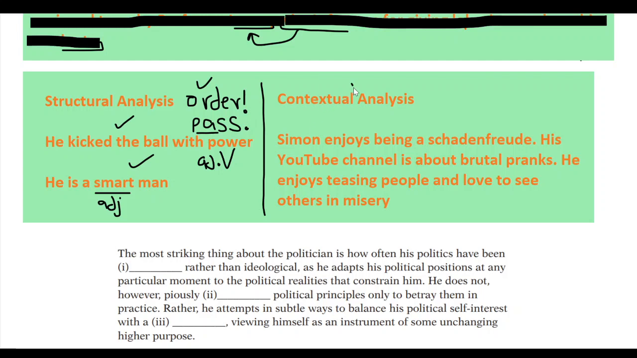The last one is, no, the second last one is the contextual analysis. The contextual analysis is much more about the semantics and the meaning. And I think the best way to understand that is by looking into an example. So here it goes. Simon enjoys being a schadenfreude. Let's say you have no clue what this word means. I have to keep on looking.